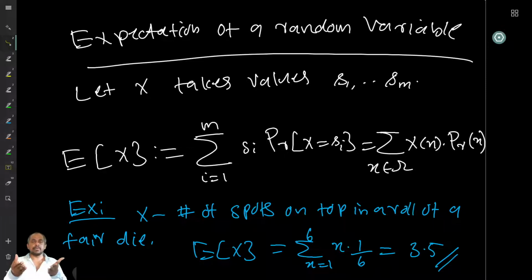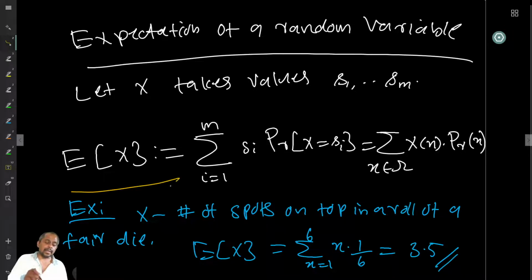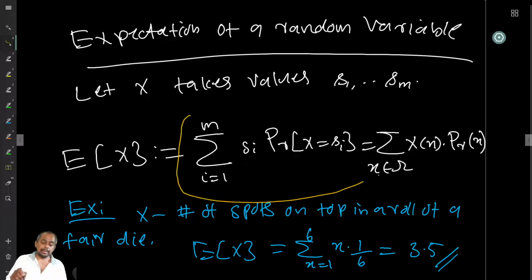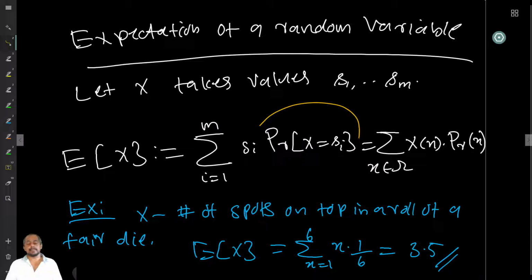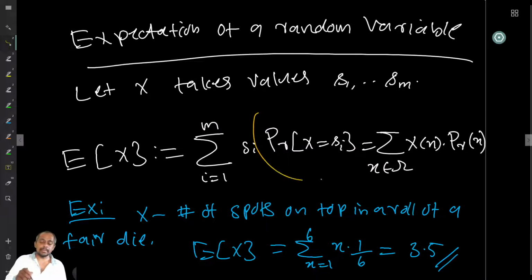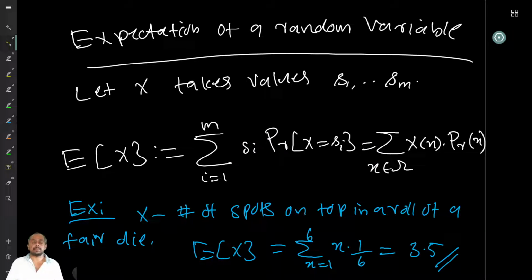So this is just for one example. It could be for any arbitrary random variable, right? So the expectation of x is basically the value that x takes times the probability of that happening. The probability of x being equal to the value itself, and then sum over all the possible values, right? So for the random variable, right?